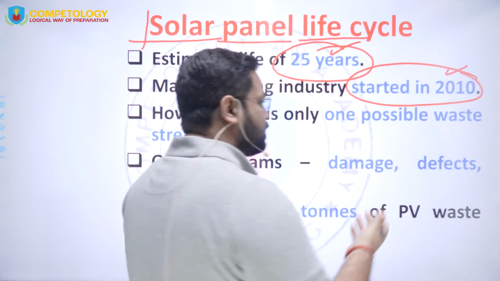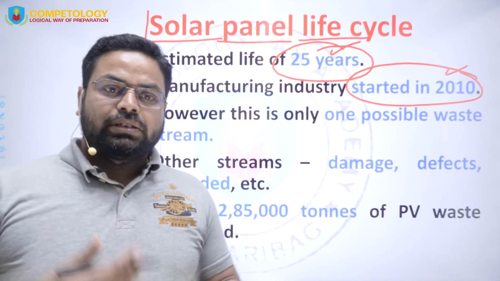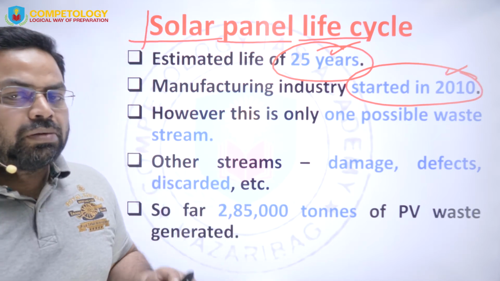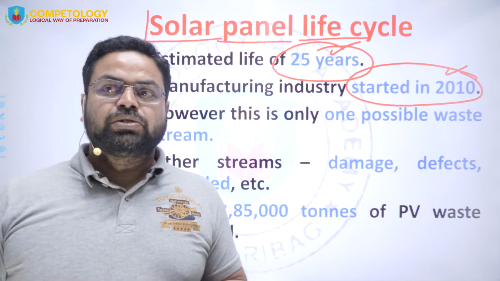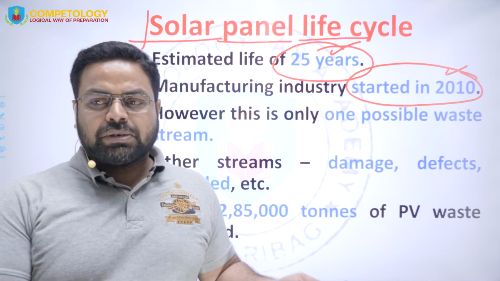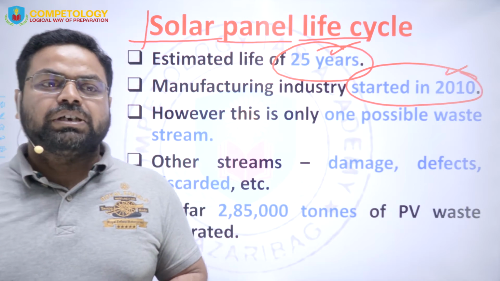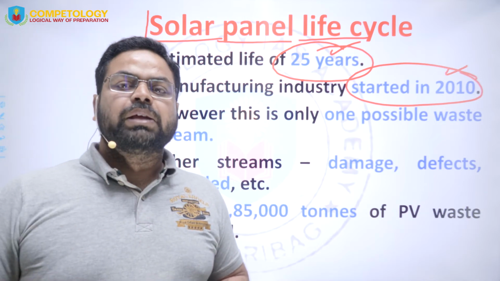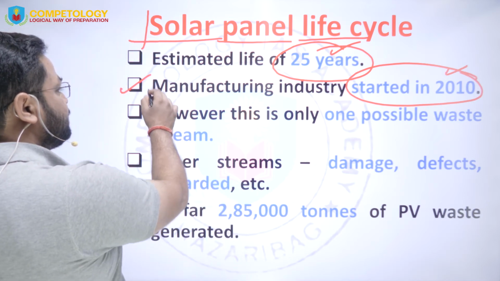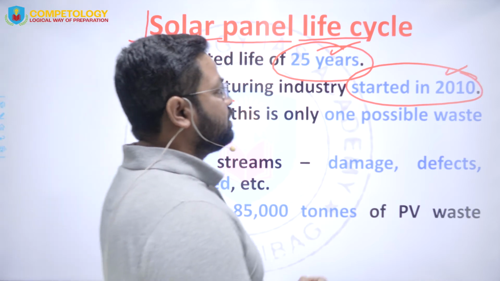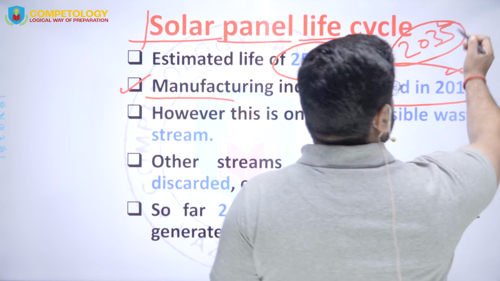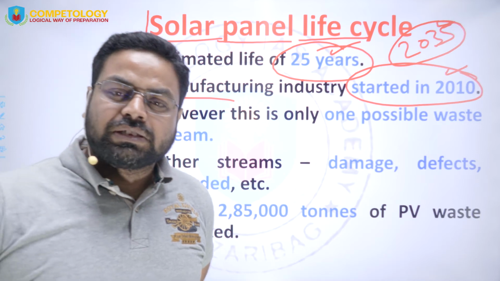And still these manufacturing installations are mainly engaged in the assembly function. Most of the raw materials and semi-finished goods are imported from China, and many firms are even importing completely manufactured solar panels, rebranding them and selling them within India, right? So if the manufacturing started in 2010, then we can easily say that the solar waste, PV waste, is going to be generated by the year 2035. Then why are we considering that now?